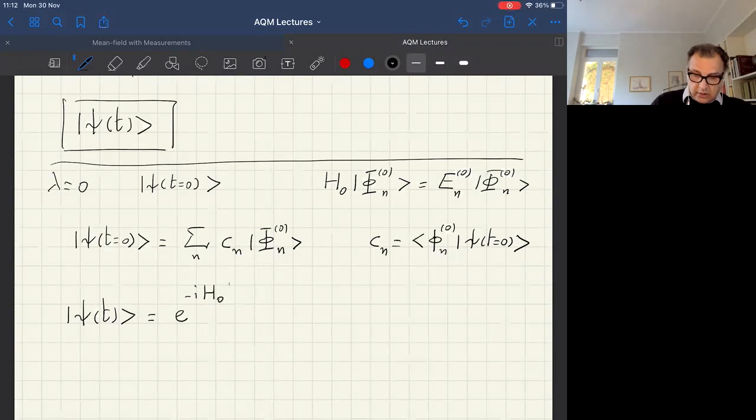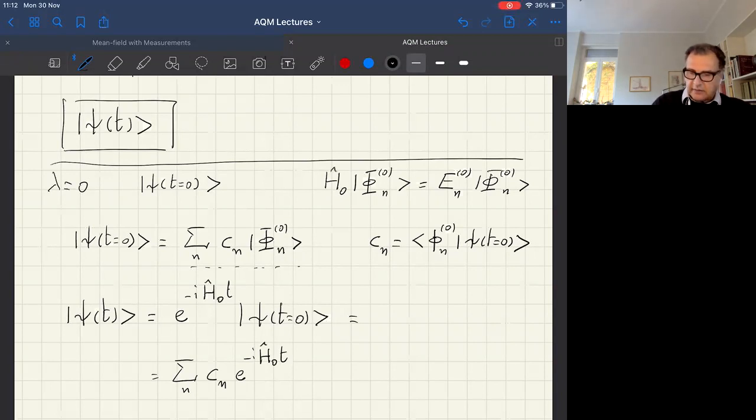So H0 t applied to the state psi at time equals 0. Now, if I use this representation here, then the evolution is particularly simple, because this becomes the sum over n of Cn e to the minus i H0 t. I just put a hat saying that up to now it's an operator, so remember that this is an operator. Psi, sorry.